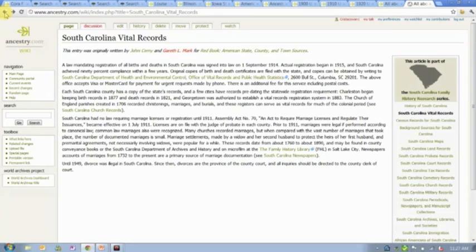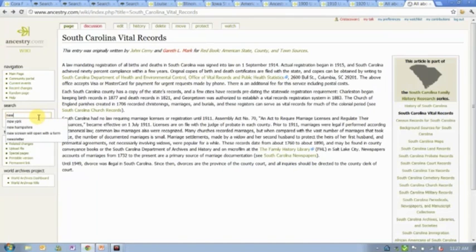Some states, deaths are public information immediately. Marriages are public information immediately. And births only have a 15 or 20 year privacy law on them. In some states, I think California and Texas come immediately to mind, birth records are considered public records immediately. So it just depends on the state and that particular state's laws.